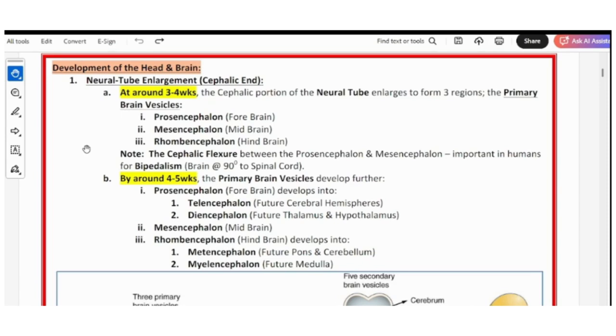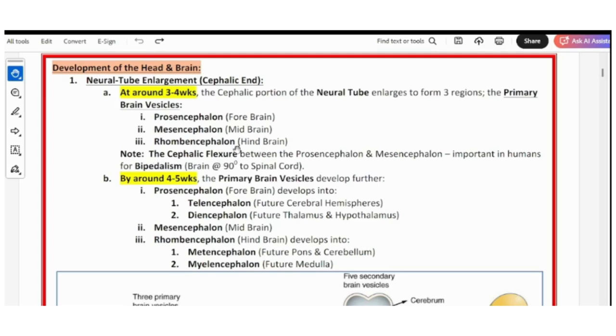Once the neural tube enlarges at the cephalic end, the head end, around 3 to 4 weeks, this step occurs. The cephalic portion of the neural tube enlarges into three regions, and these three regions are the primary brain vesicles: prosencephalon, which is the forebrain, mesencephalon, the midbrain, and rhombencephalon, which is the hindbrain.